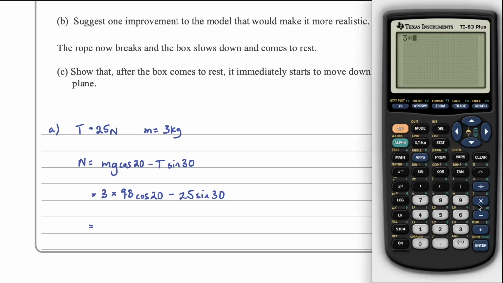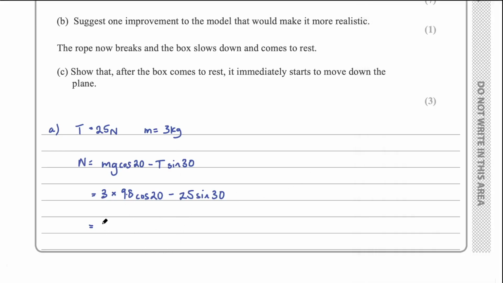So 3 times 9.8 times cosine of 20, take 25 sine 30. Make sure your calculator is in degrees. You can see here mine wasn't, so I got the wrong answer the first time. Make sure it's in degrees and you should get an answer of 15.12696. I'll round that off to 15.127. So 15.127, that's approximate. Okay, so we have the normal force now.